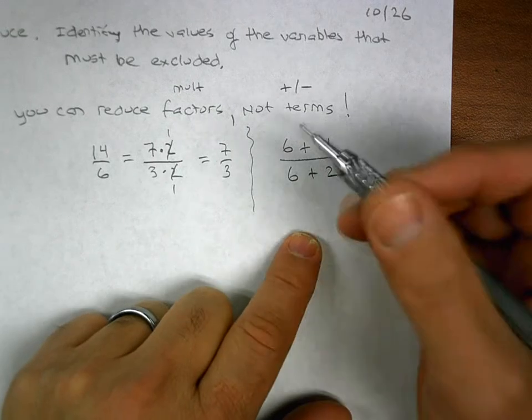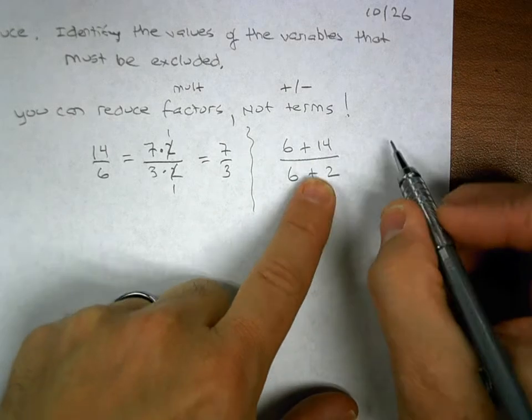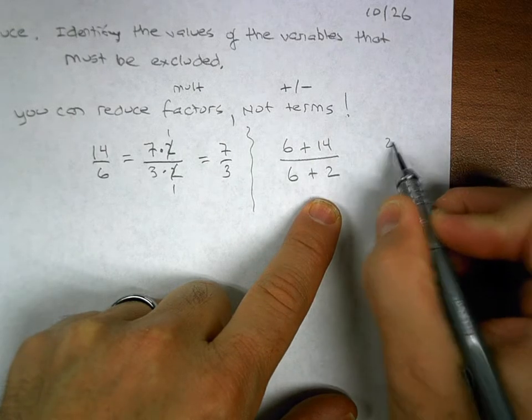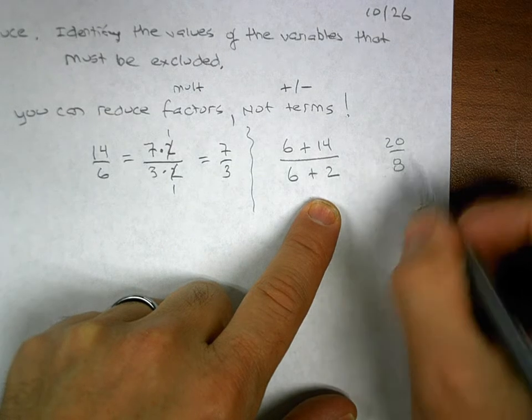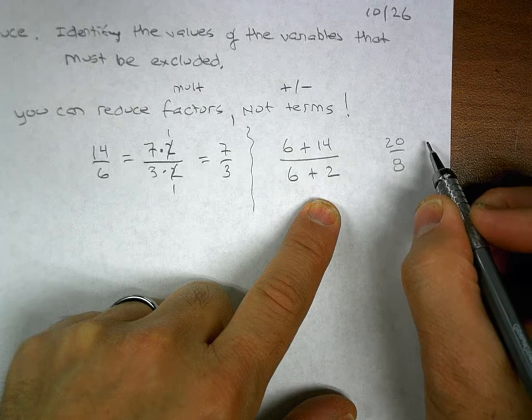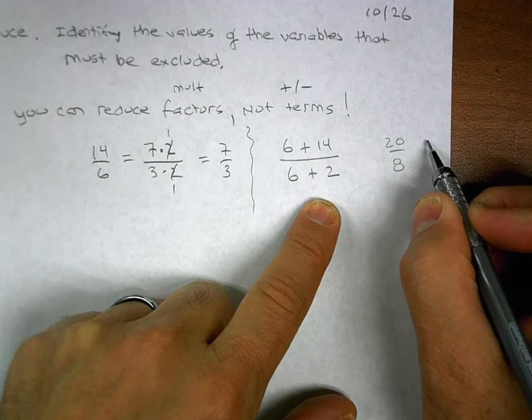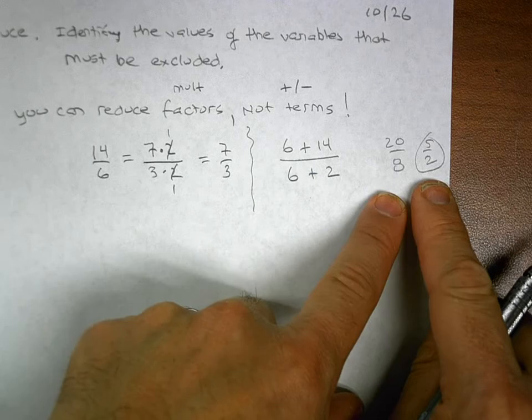Well, we know the correct answer. Let's actually get that first. What's 6 plus 14? 20 over 8. So actually, this is correct, which is 10 over 4. Is that 5 halves? That reduces to 5 over 2. Okay, so that's what the fraction actually is.